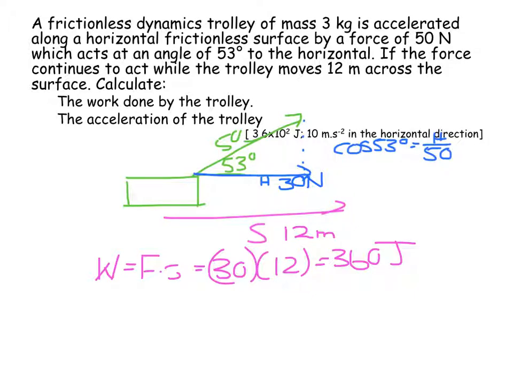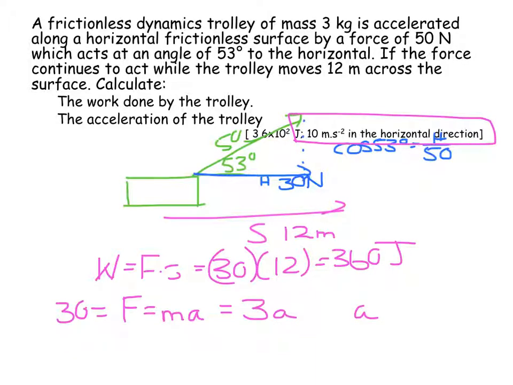What is the acceleration of the trolley? Your F is equal to ma. You've got a mass of 3. Your force in the direction of acceleration is going to be 30, and therefore you land up with an acceleration of 10 meters per second squared.